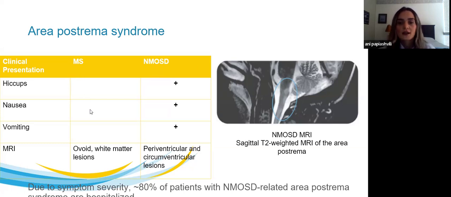Also, I would like to mention one more difference between MS and NMOSD. We know that in multiple sclerosis, in the brain imaging, we have demyelination and hyperintensity plaques beside the lateral ventricles. But in NMOSD, mainly it will cause hyperintensity around the third and fourth ventricle. This is another difference between MS and neuromyelitis optica.